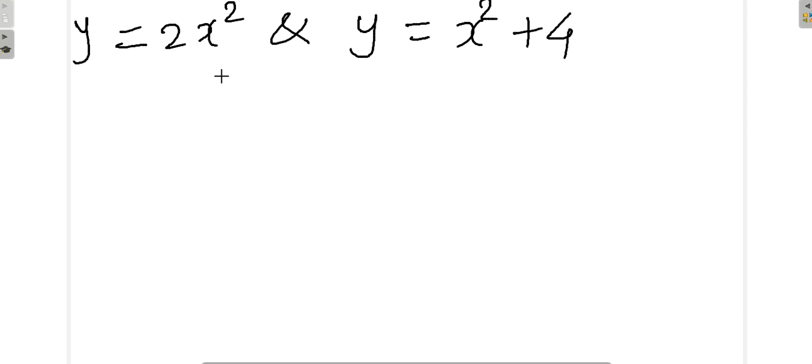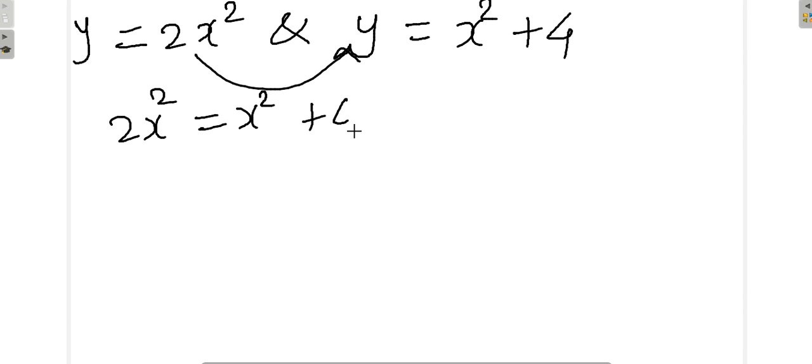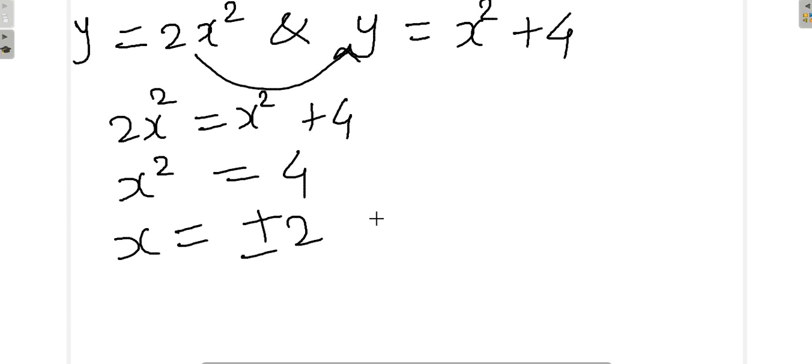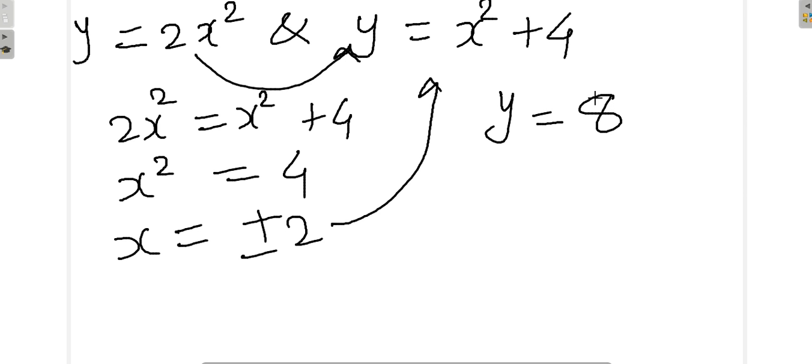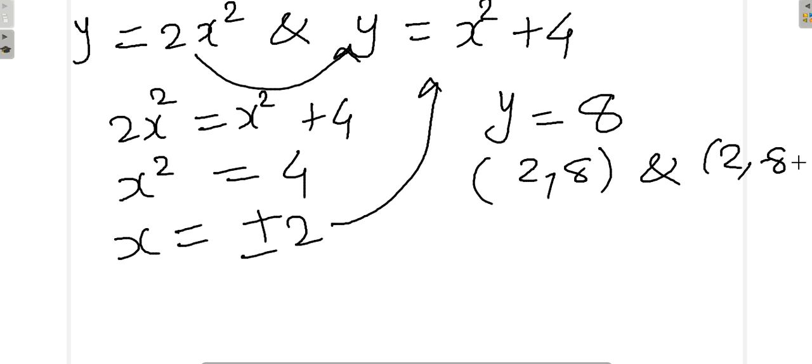Let me put y equal to 2x square here. What do I get is that gives me x square equal to 4 and x is plus or minus 2. If you substitute over here, y will be 8. So the points of intersection are 2 comma 8 and 2 comma minus 8. Keep this in mind. The points of intersection of the two curves are 2 comma 8 and 2 comma minus 8.